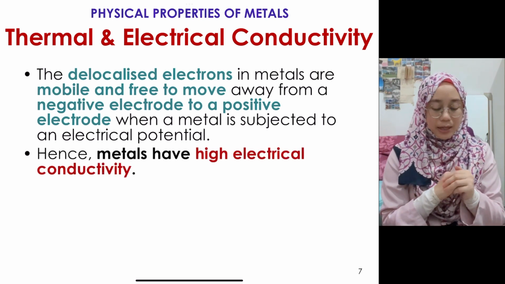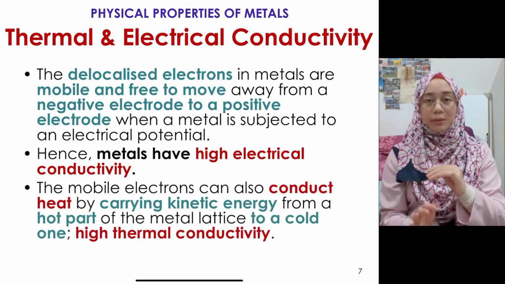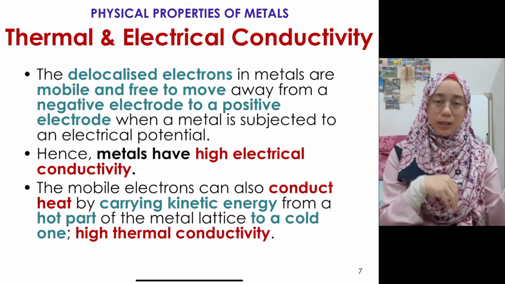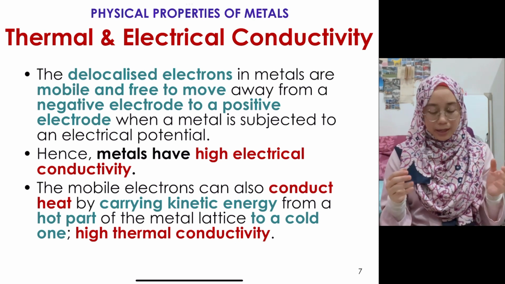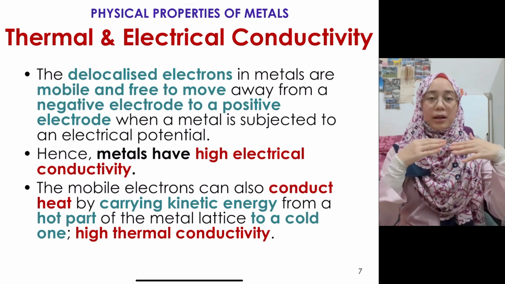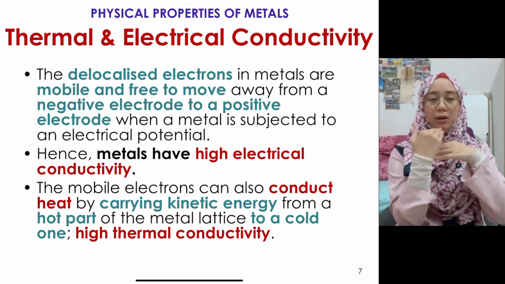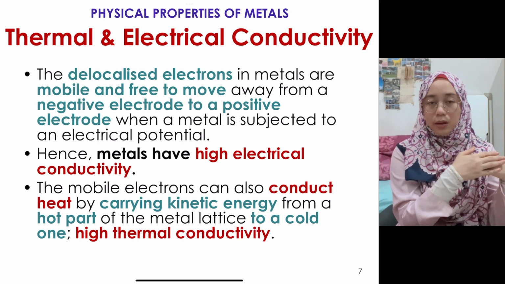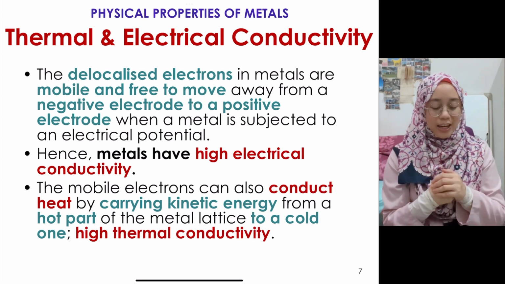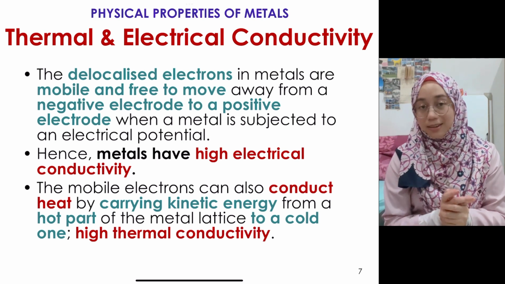Hence metal has a high electrical conductivity. At the same time, class, electrons do not only carry charge from one electrode to another. For example, if we have a hot surface and a cold surface connected together, the electrons can also carry the heat from the hot surface to the cold surface. What happens then is the cold surface will also become hot. So we can say that metal has a high thermal conductivity.